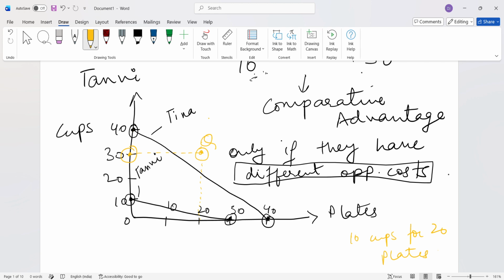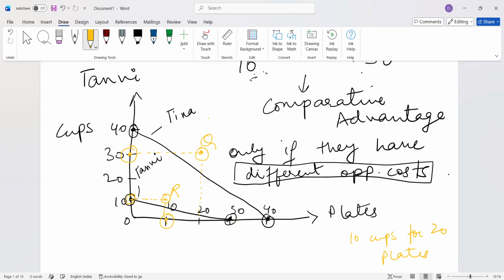And then Tanvi is actually producing plates. So 30 is what she's producing in all. Again, for Tanvi, she's only producing plates. She is not producing cups at all, because they're trading. So 30 she's producing, but then she's giving 20 plates. So she's left with only 10 plates, all right? But then she's also getting 10 cups. So 10 cups is what she is getting. And we come to a point over here.